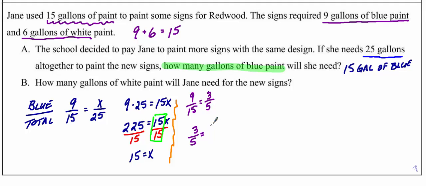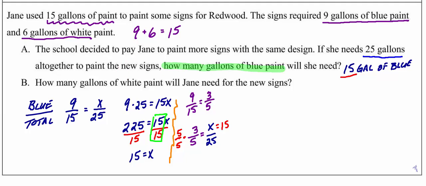x over 25. Now, I know these have to be equal, so whatever I multiply by 5 to get 25, which is 5, is what I have to multiply by 3 to get x, because I have to multiply by a 1 right here. It has to be a 1. And 3 times 5 is 15, just like that, 15. So that's the answer to part A, 15 gallons of blue.